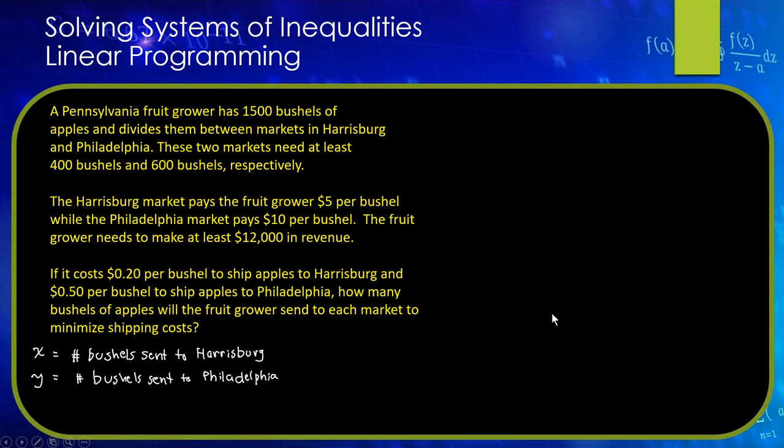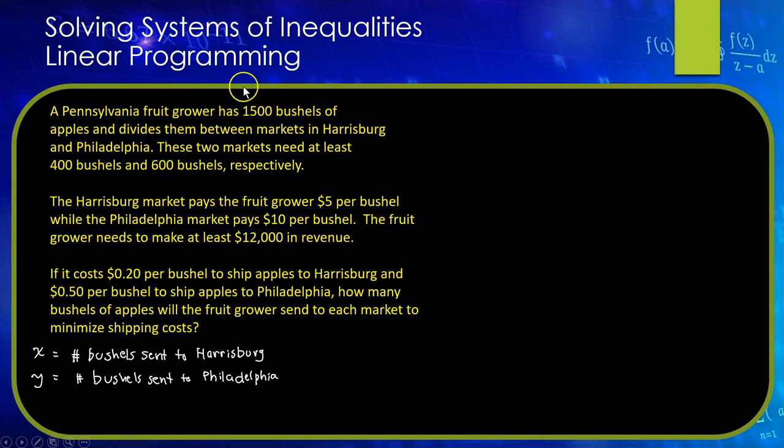But I need to figure out what in this problem is telling me there are constraints, and what's going to be my objective function. Well, since we're looking to minimize shipping costs, all this shipping information right here is going to be where my objective function is coming from.